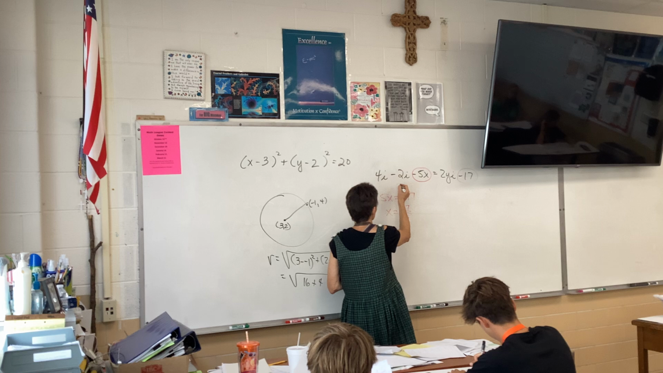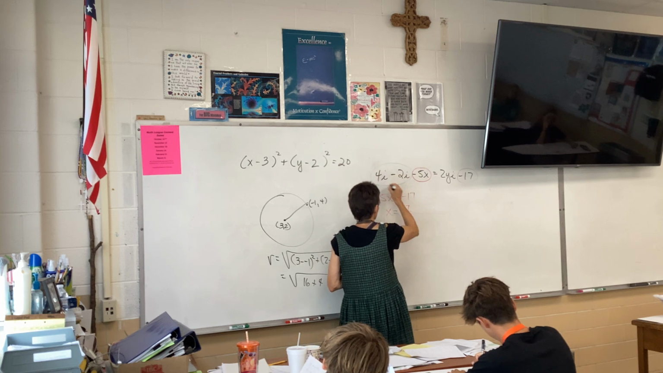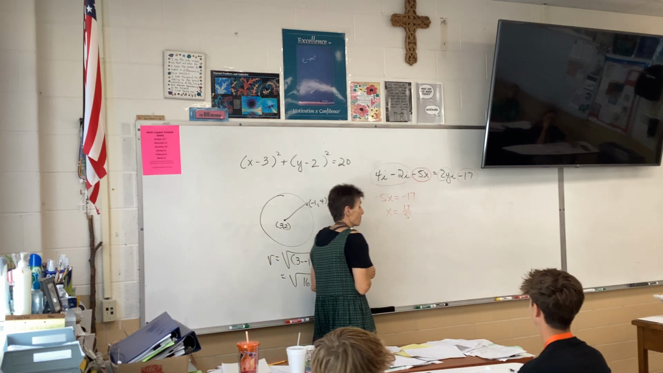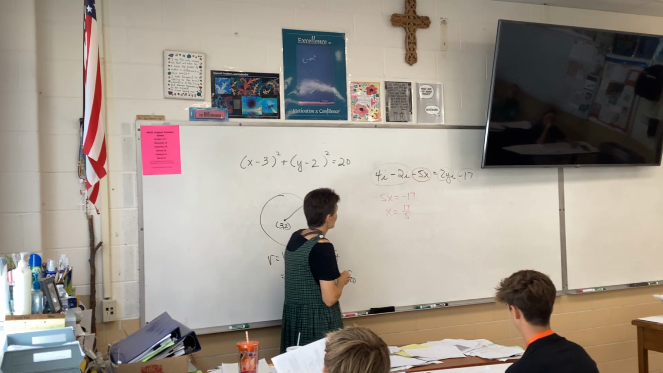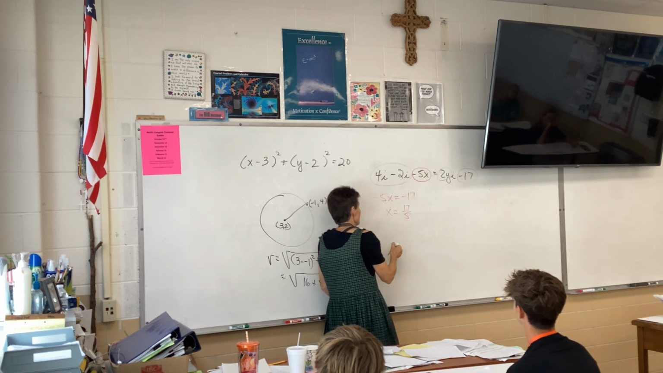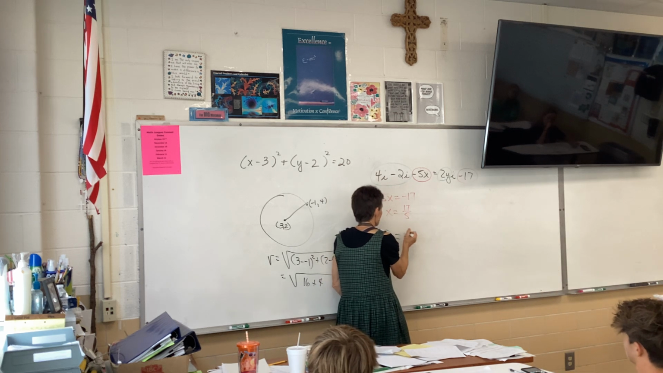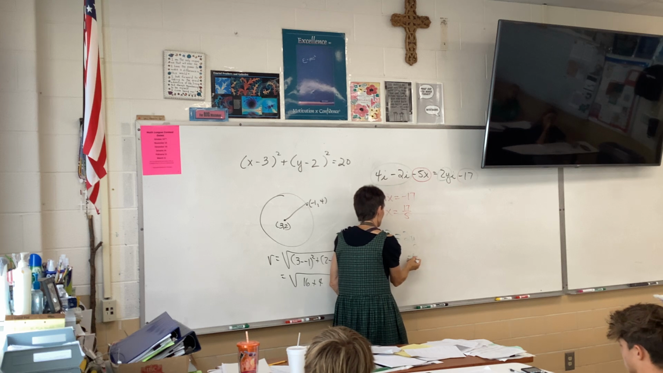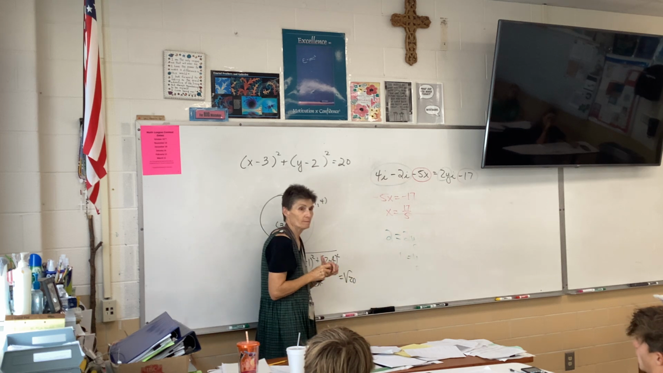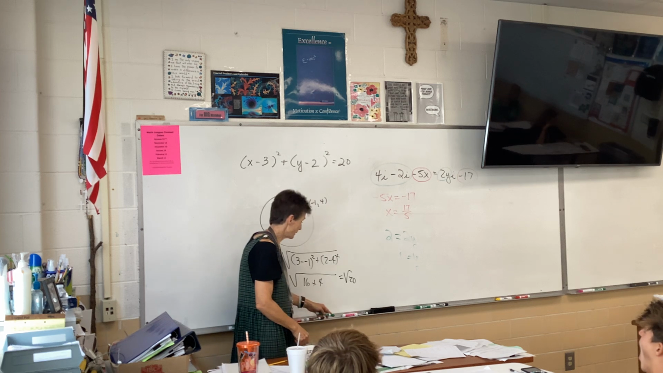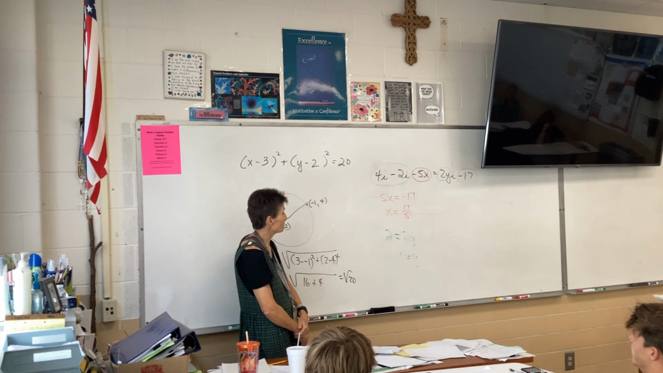Now these two have i's, and this has an i. So 4i minus 2i is just 2i. So 2 has to equal 2y, so y must be 1. You have an i on the left, you're equal to things with i's on the right.